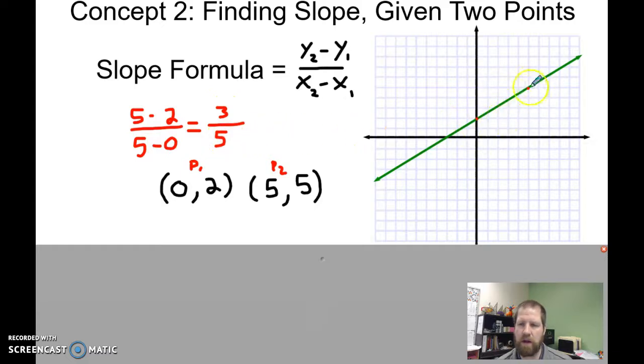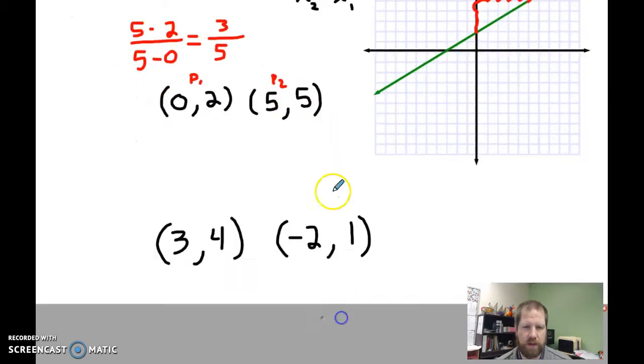If I was doing it on the graph, I would come up 1, 2, 3, and go over 1, 2, 3, 4, 5. Up 3 over 5 is 3 over 5 for my slope. So I get the same answer, but a lot of times, if I'm using very large numbers, or numbers that are pretty far apart, even if I had like a 20 in here, it's going to take me a long time to count by blocks to get over there, whereas it's much faster to just stick it into my slope formula. So let's do some other practice ones.